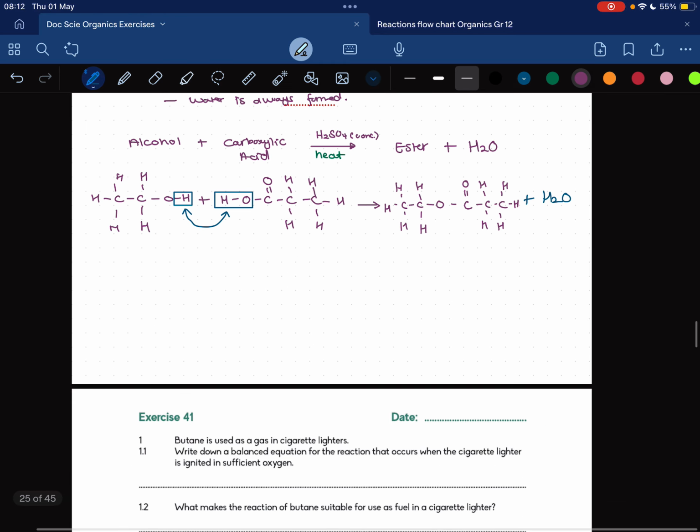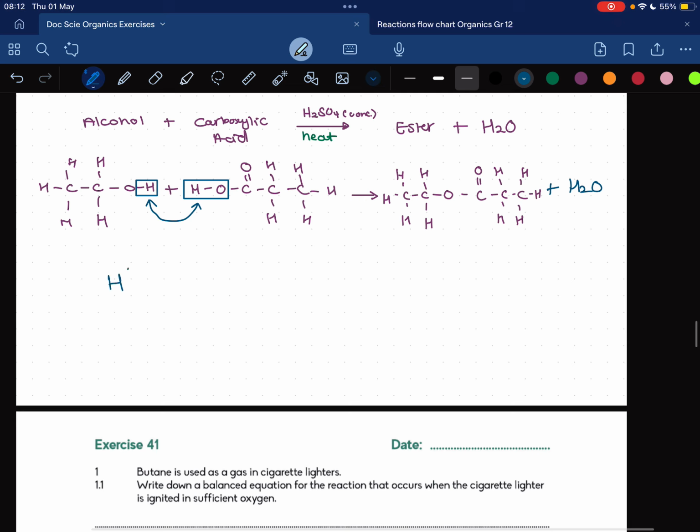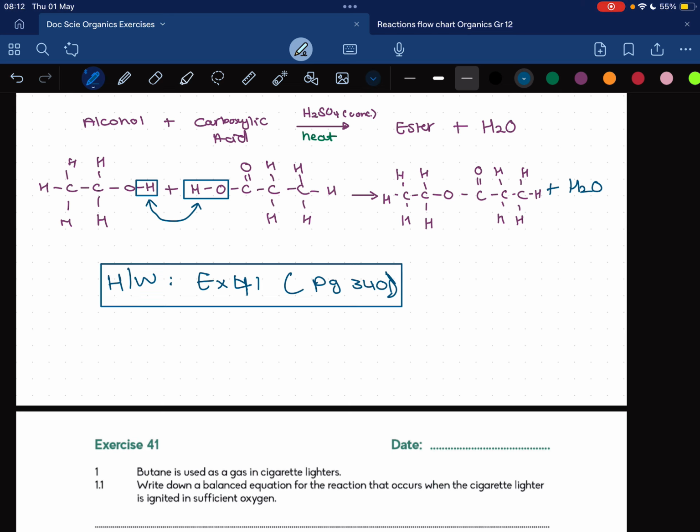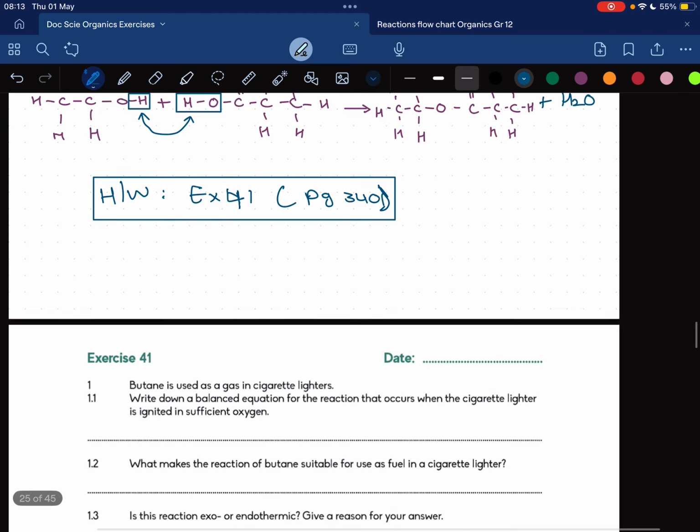Okay, so your homework then is going to be to complete exercise 41 on page 314. Okay, you can answer the entire thing. It should hopefully not take you too long. Okay, well, now that I'm looking at it, it is quite a long one, but yeah, just practice.